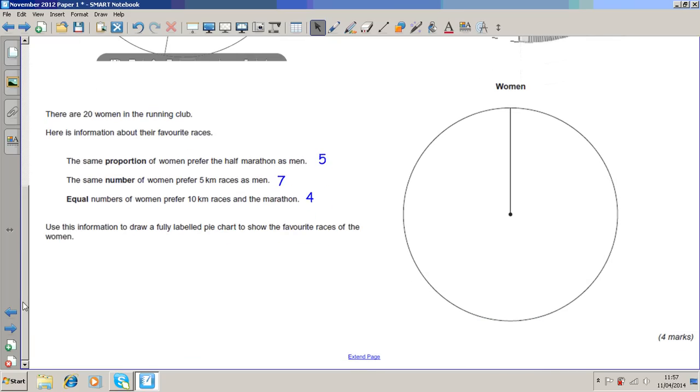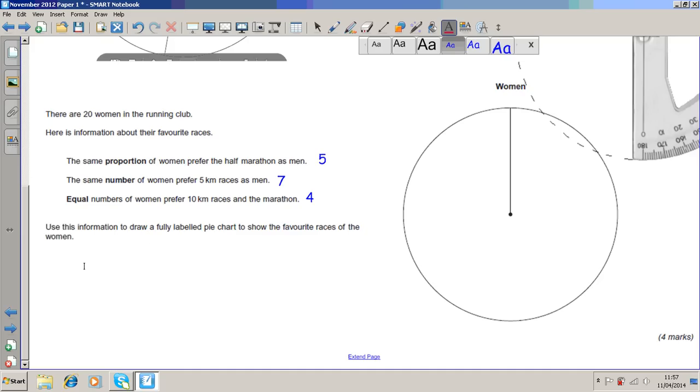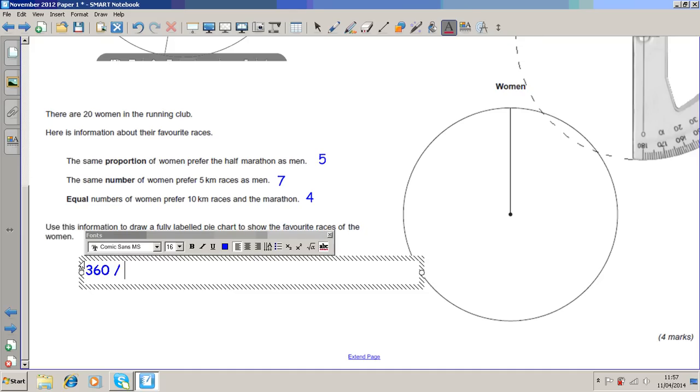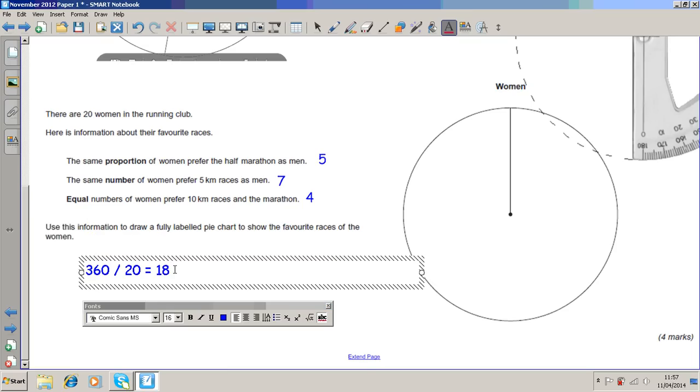So now I've got that, I now need to draw myself my pie chart. So I'm going to do 360 divided by 20 equals, how many times does 20 go into that? 20, 40, 60, 80, 100, 120, 140, 160, 180, 200, I'm having a moment here, 18. There we go, because 18 times 2 is 36, so 360, so each person is 18 degrees.